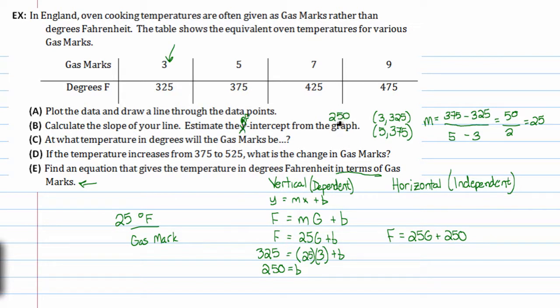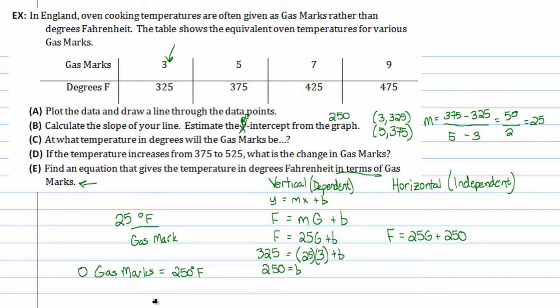What does that mean? Well, it means that zero gas marks is the same thing as 250 degrees Fahrenheit. And if you think about that, anything below 250 degrees, you're not really cooking things, you're just keeping them really warm. Well, maybe you are cooking them. Who knows? I'm not a cook.